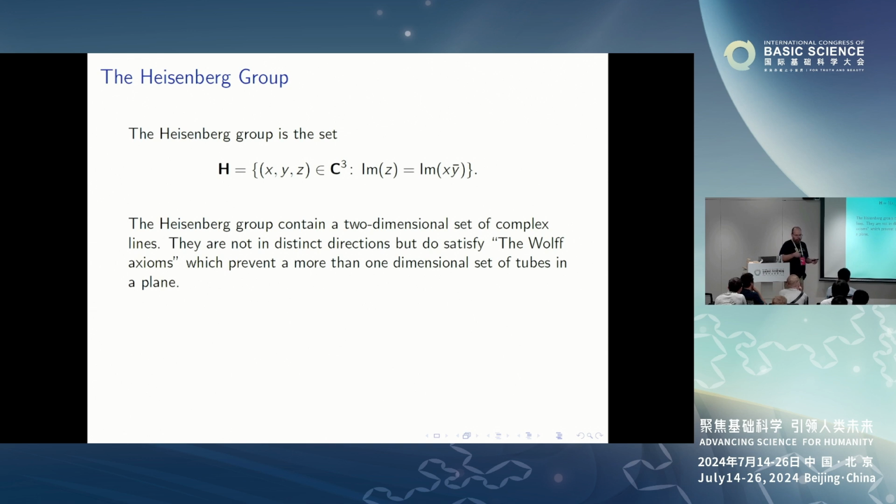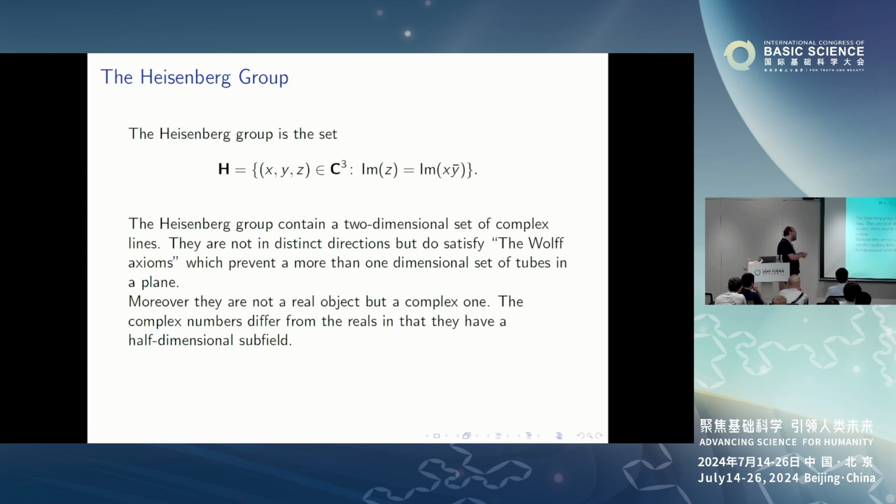You're a Kakeya set when you have a line in every direction. I'm not promising you these lines are in every direction. In fact, they're not. But there is a 2-dimensional set of these lines. And the lines, they're not in distinct directions, but they do satisfy something called the Wolff axioms, which means there's not more than a 1-dimensional set of these lines in any 2 complex dimensional plane. And of course, they're not a real object, they're a complex one.